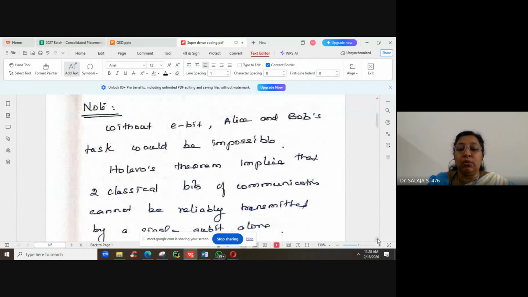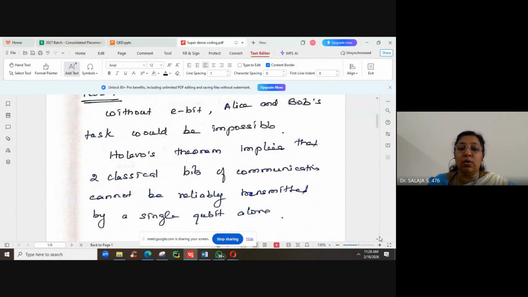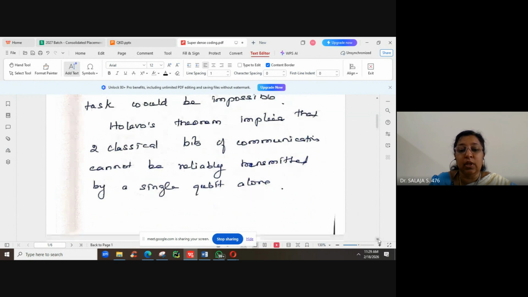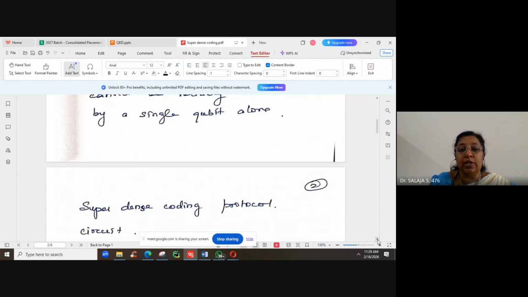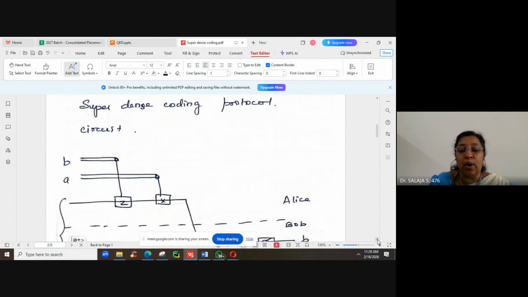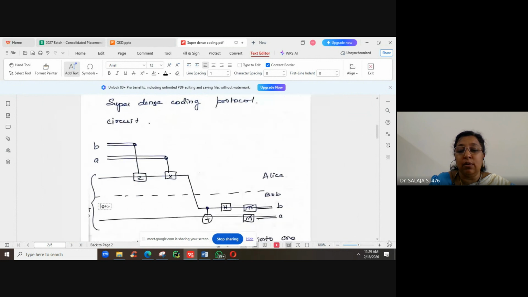Now, two points to note down. Without the shared E bit, Alice will not be able to transmit the two classical bits to Bob. Number two, we have a theorem termed as Holevo's theorem, which implies two classical bits can be transmitted reliably with the help of a single qubit, not in terms of the classical bits. So with this information, we'll try to understand the circuit which is provided for the super dense coding protocol.